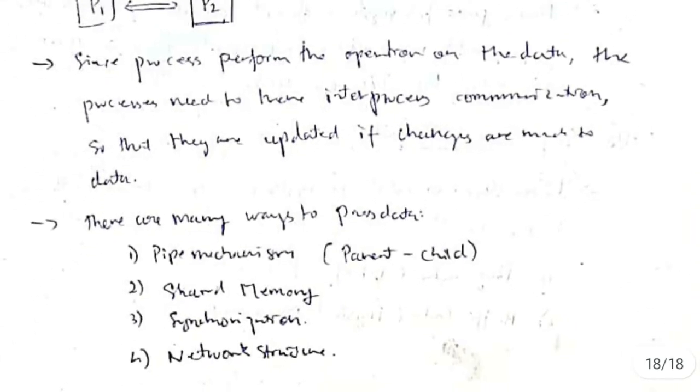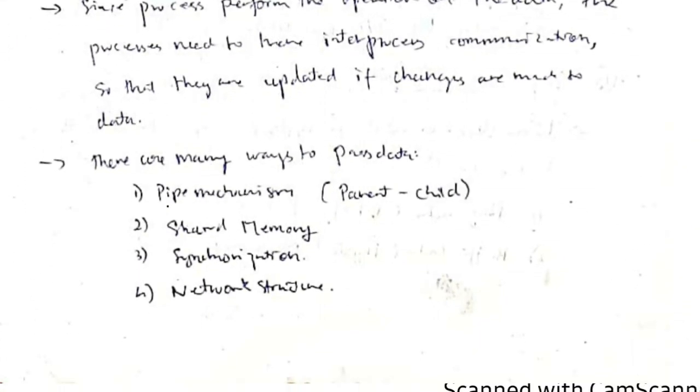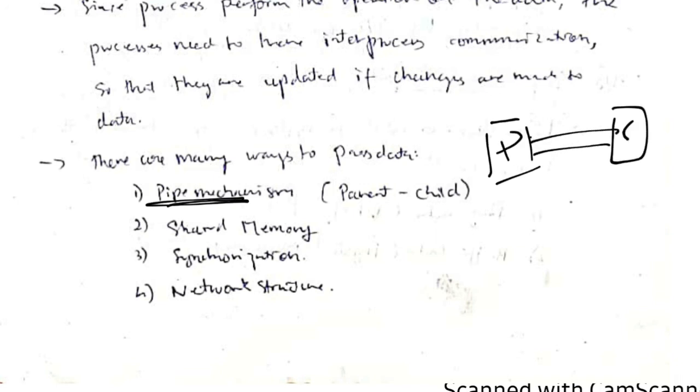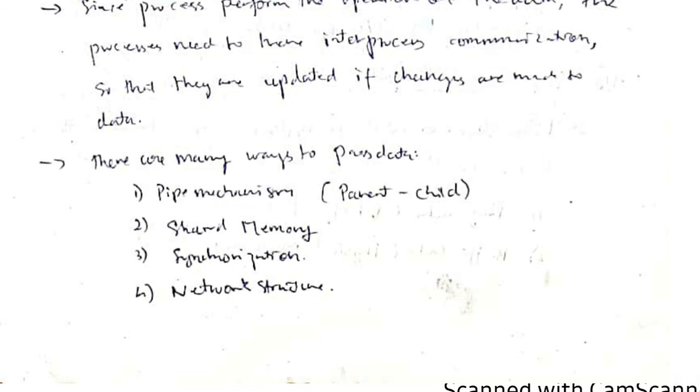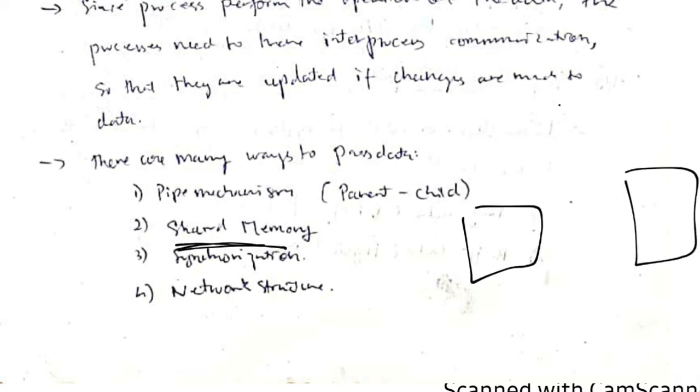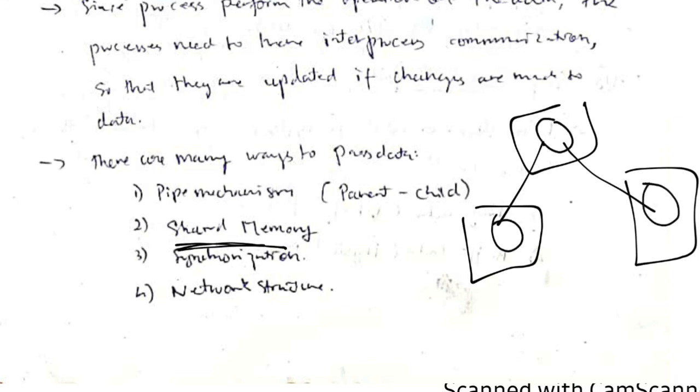There are many ways to share the data. First one is pipe mechanism. Pipe mechanism means this is the parent process, this is the child process. In between them there will be connection like a pipe where if the changes are made here, that will be noticed in the other end, and vice versa also. That's the first one. The second one is shared memory. If you have to pass the data, the best way is to use the shared memory so that each of the process will be able to view what are the changes being made.